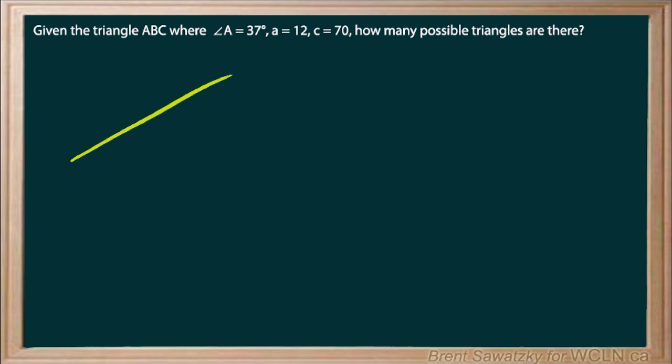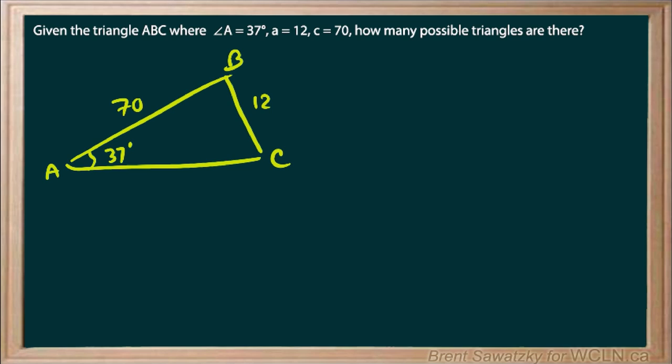We'll draw a fairly generic triangle here, and we'll call it A, B, C. And we're told that our angle A is 37 degrees, our side a, so across from that, is 12, and our side c is 70. And so next step, we're interested in this height here.